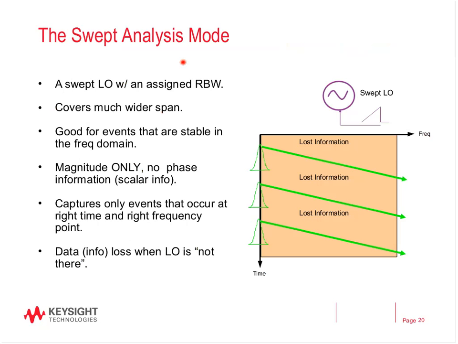In this case, if you can imagine a swept LO, you're hoping as you sweep that you capture that intermittent information or that intermittent spur. But you can see here in this graphic, there's a lot of lost information. Everything that's in the brownish area is lost information. Anything that crosses the green line is captured, okay? So that's good for covering wide spans and good for events that are stable in the frequency domain. It's magnitude only, so you're not capturing vector information.